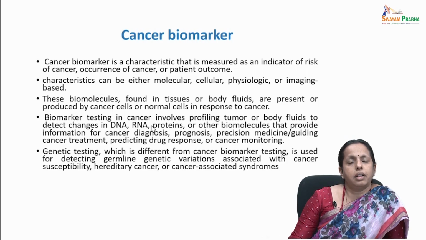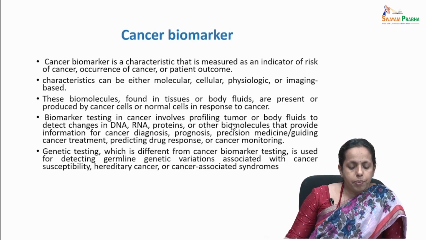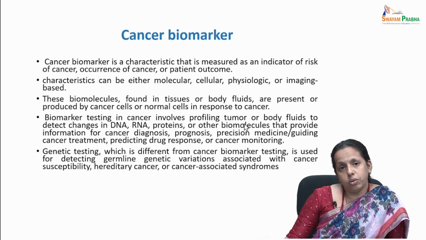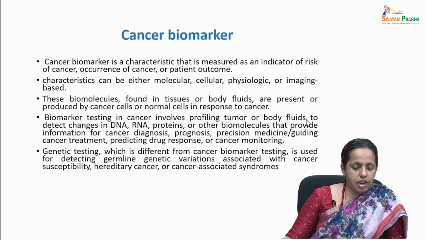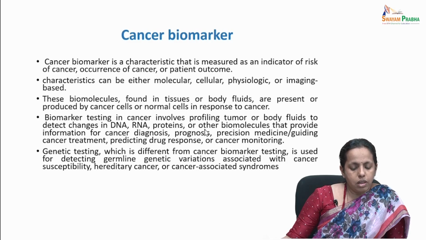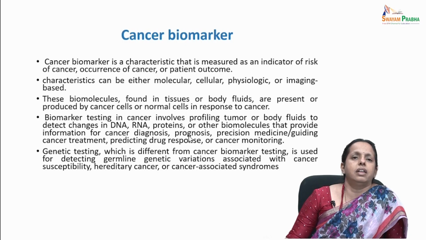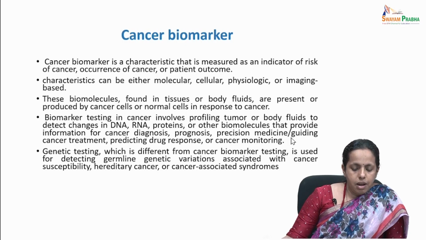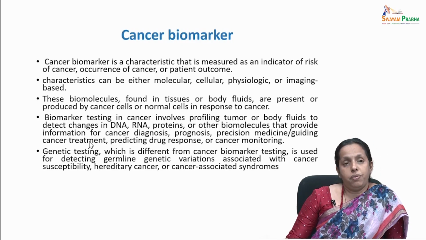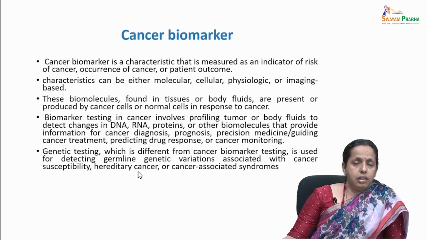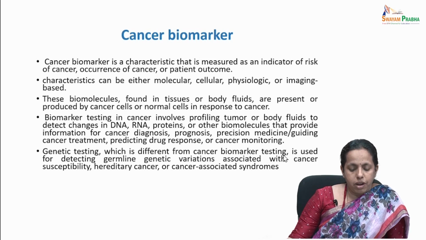Biomarker testing in cancer, how do you get it? You first need to profile your tumor, or you can even go for your blood in case of your ctDNA or cell-free DNA, and then detect changes in DNA, RNA, proteins. All this particular profiling will provide information for efficient cancer diagnosis, prognosis, and precision medicine or guiding. Genetic testing, yes, because if you are in the inherited cancers, we come across this genetic testing, which is different from your cancer biomarker testing, used for detecting germline genetic variations.